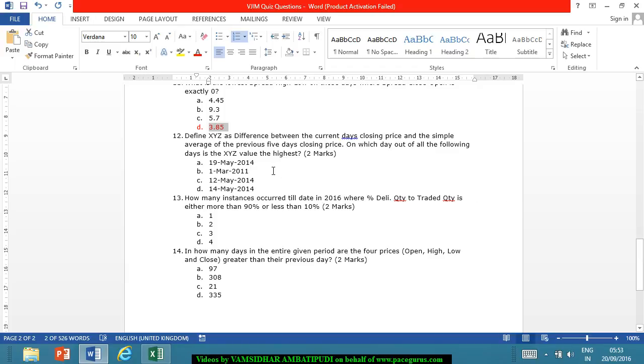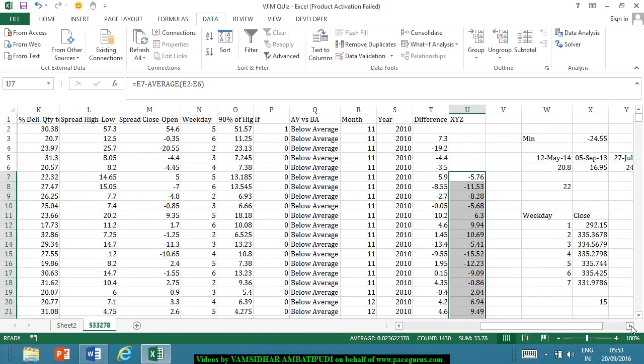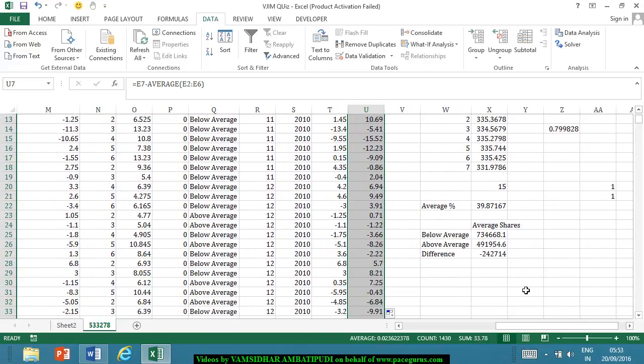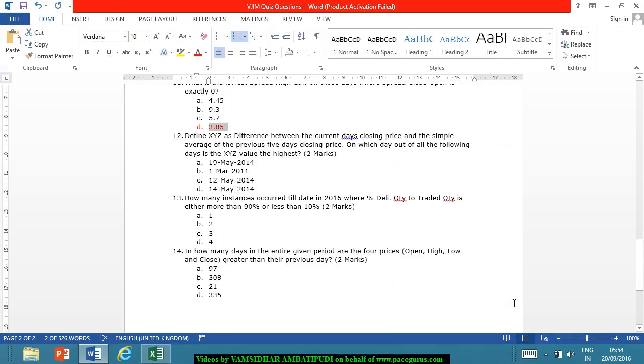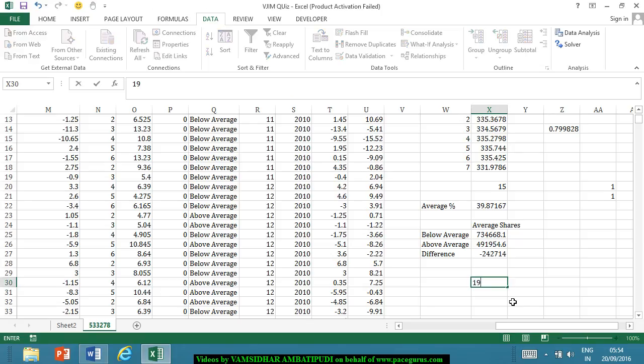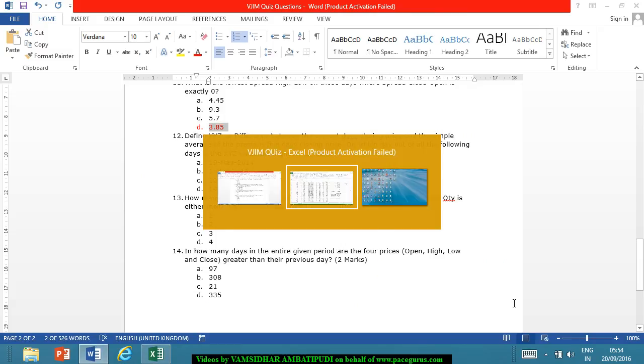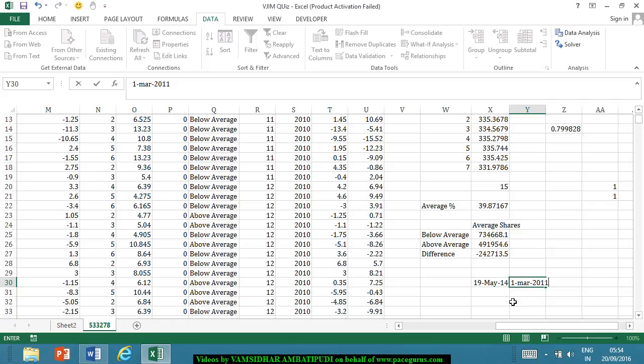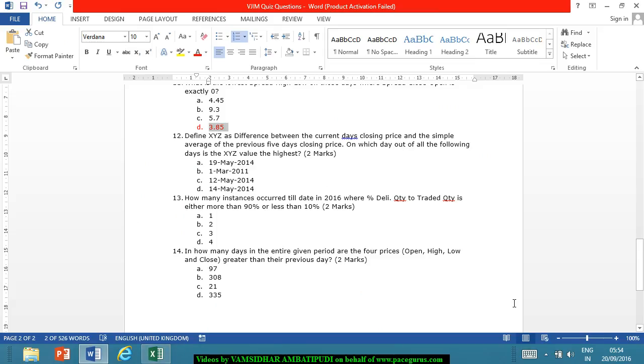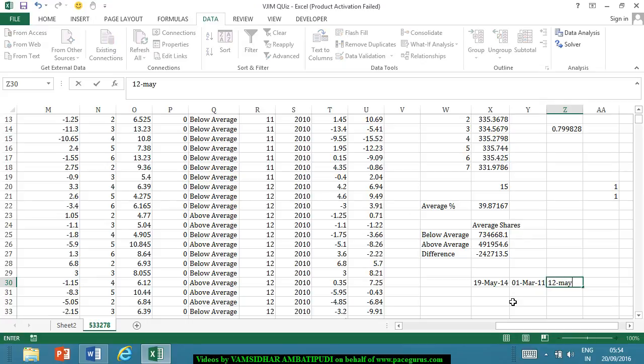In which of the following days is the XYZ value highest? So I am looking at the days in which this is highest. So I could again go with simply finding out 19th May 2014. Then I am taking 1st March 2011, 12th May 2014, and I have taken 14th May 2014.